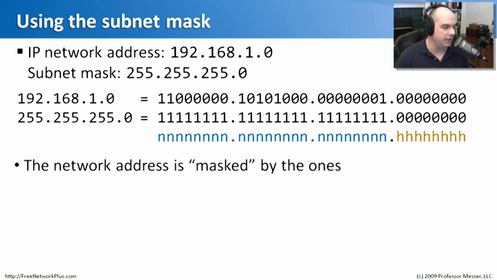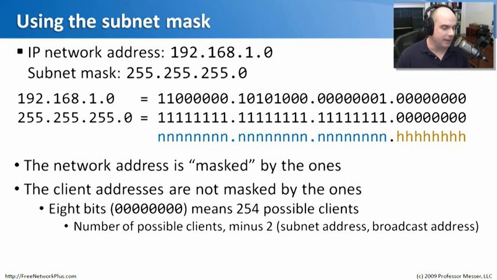So let's do some calculations here. We know that our network is what is masked by the ones, and the client addresses are not masked by the ones, so we've got these 8 bits available. That means we can have 254 possible client systems or devices on this particular subnet. And the reason it's 254, not 256, is because you take the total number of host bits available, and if we add all of that up, it comes out to 0 to 255, or 256. We take 2 away from that. One of those addresses is going to be a subnet address. The other address is going to be a broadcast address. And you're going to do this every time you calculate what this subnet's about.